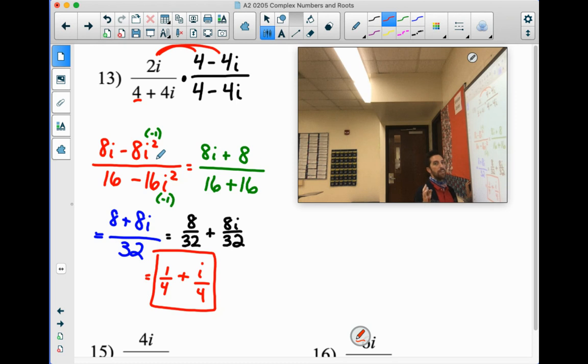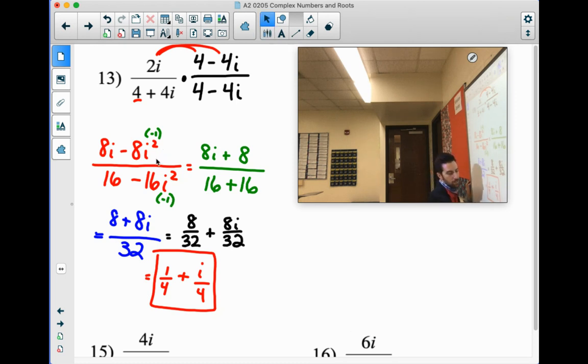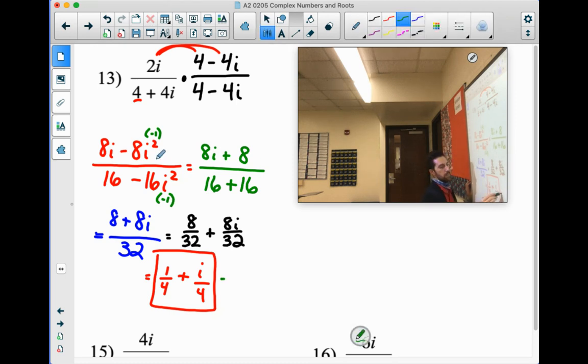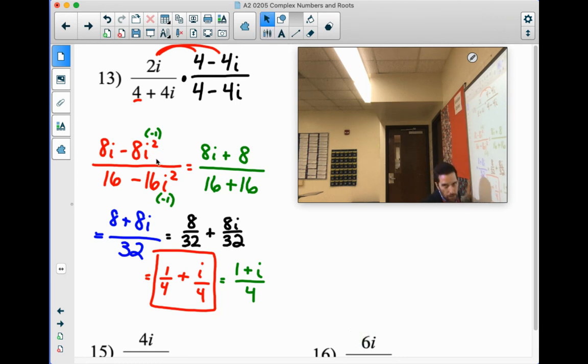And I'd prefer right now that you write it that way. This could technically also be written as 1 plus i over 4. Because they do have the same denominator, that would be fine. But sometimes when they simplify, they might not have the same denominator, and that's okay.